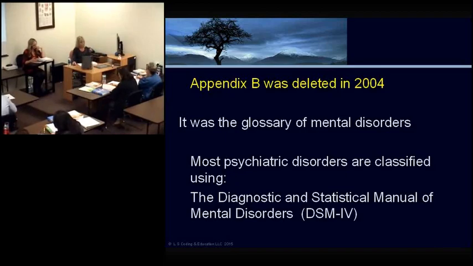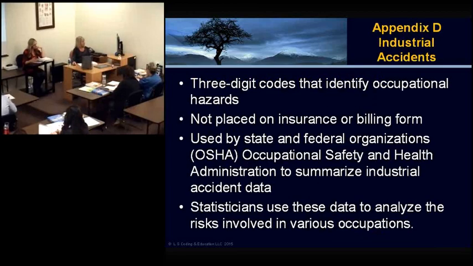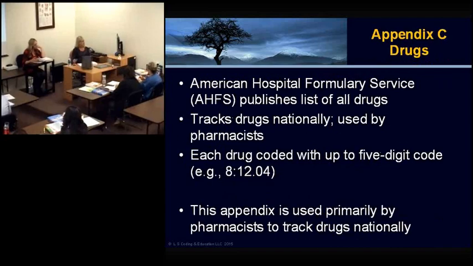Then we have Appendix C. And this is the American Hospital Formulary Services. AHFS publishes a list of all the drugs, and it tells you that right there. So if they had a question about Appendix C and where this list of drugs comes from, it's in the first paragraph on that page. It tracks drugs nationally used by pharmacists, each drug coded with up to a 5-digit code. This appendix is used primarily by pharmacists to track drugs nationally. We're not going to use them, but you need to know where they live and where they come from.